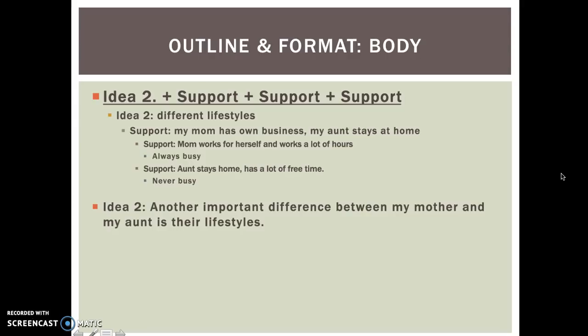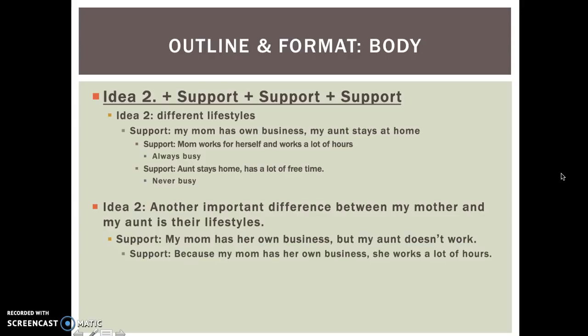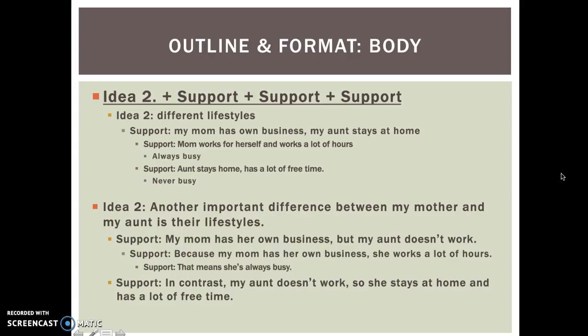So to put these ideas together, I'll say another important difference between my mom and my aunt is their lifestyles. My mom has her own business, but my aunt doesn't work. Because my mom has her own business, she works a lot of hours. That means she's always busy. In contrast, my aunt doesn't work, so she stays home and has a lot of free time.